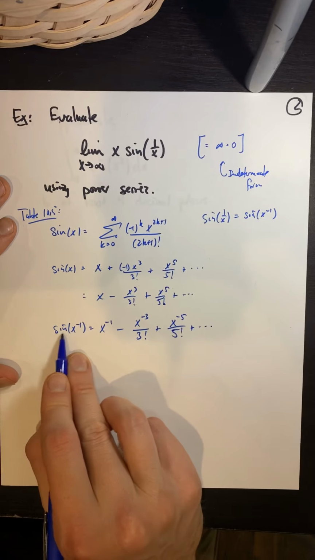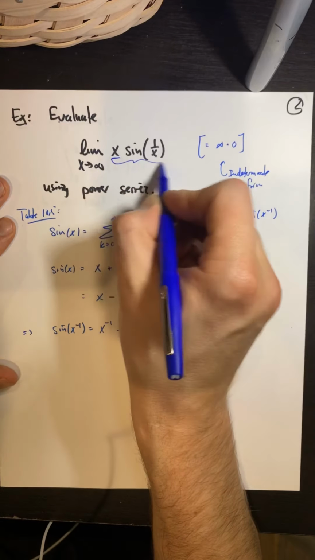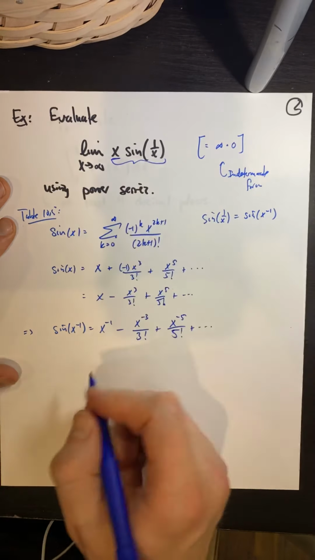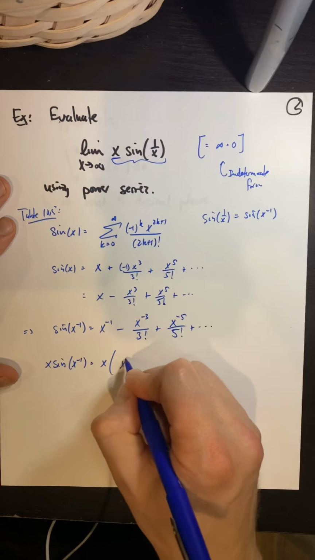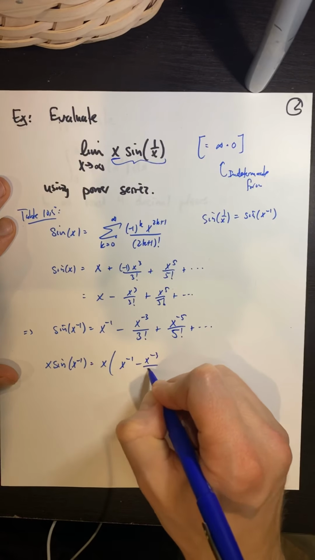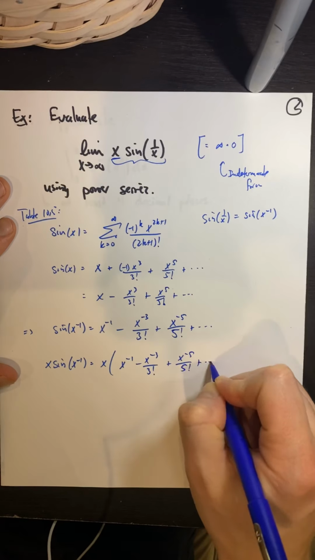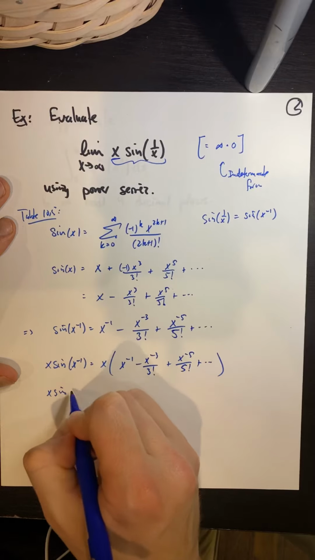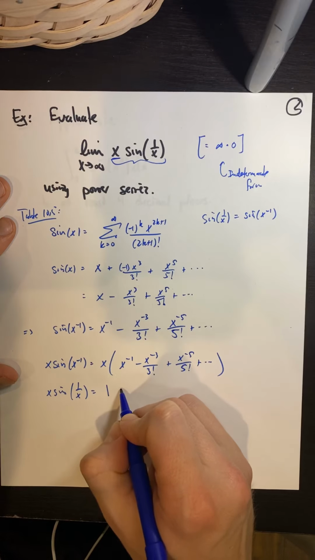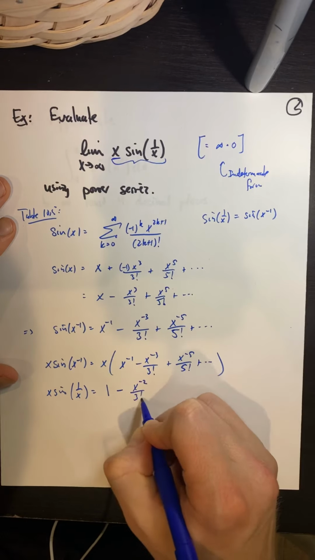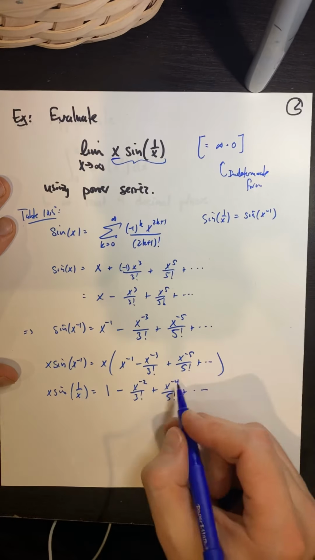And so now I have sine of x to the negative 1, but I want this x here. So I'm trying to develop the series for this expression overall. So x times sine of x to the negative 1, that would be x times x to the negative 1 minus x to the negative 3 over 3 factorial plus x to the negative 5 over 5 factorial plus and so on. And so x times x to the negative 1 is 1. Here I would get minus x to the negative 2 over 3 factorial plus x to the negative 4 over 5 factorial and plus a bunch of x's that are in the denominator.